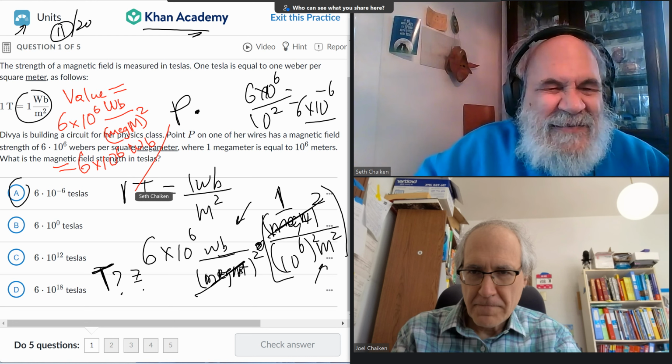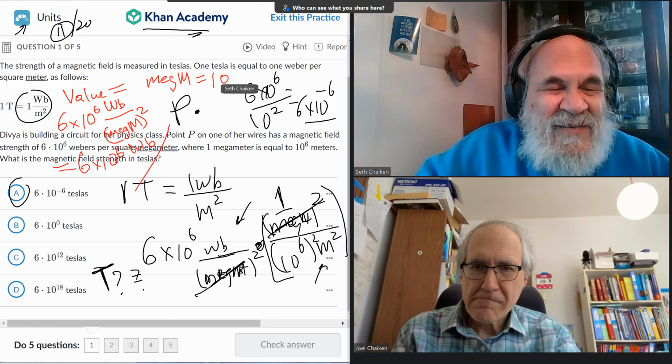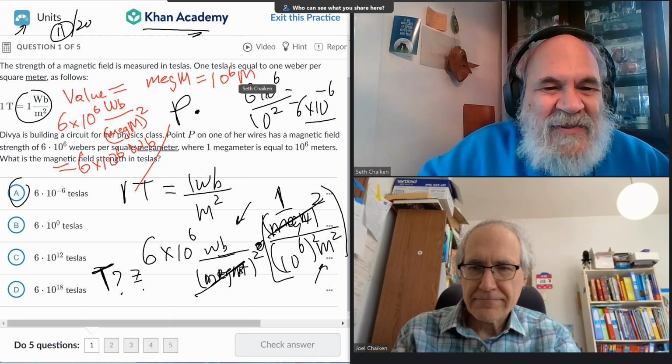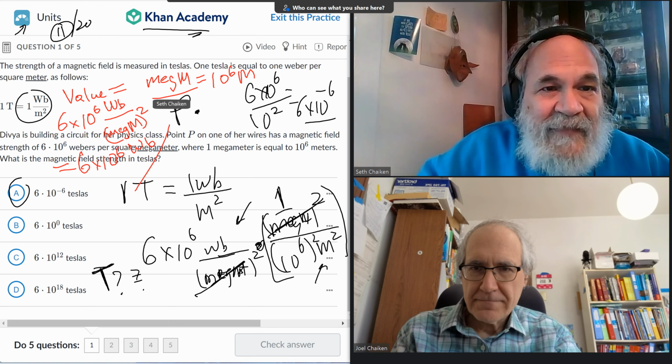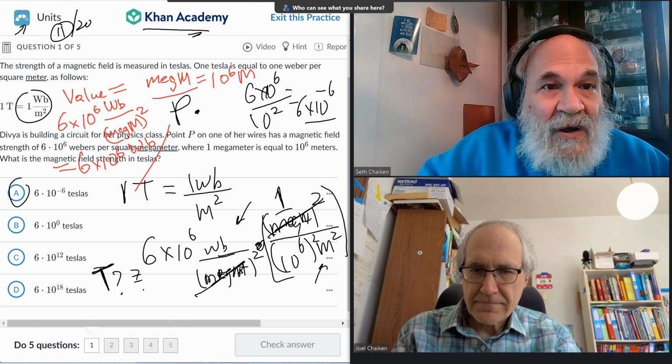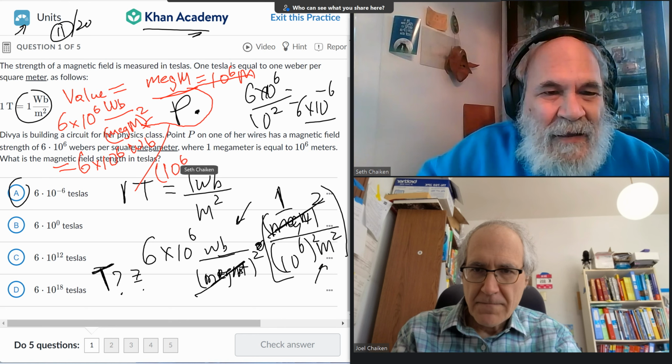We replace a megameter. A megameter is 10 to the 6th meter. So we take this new expression for megameter and plug it into here. And so in the parenthesis, we have 10 to the 6th meter.